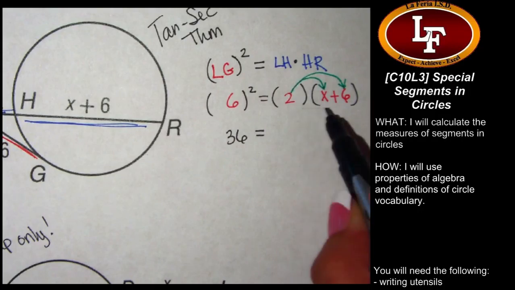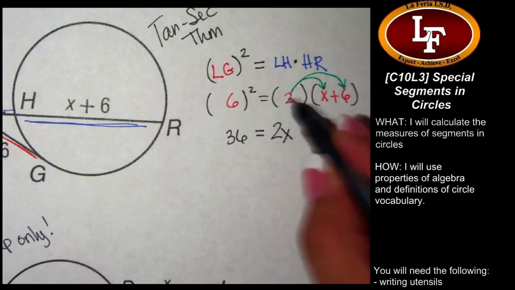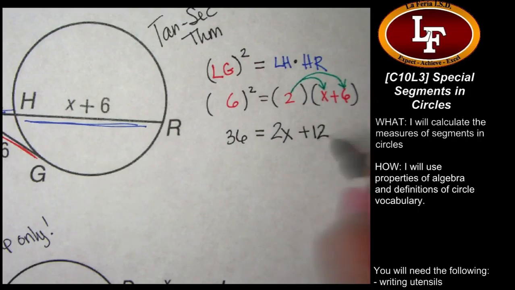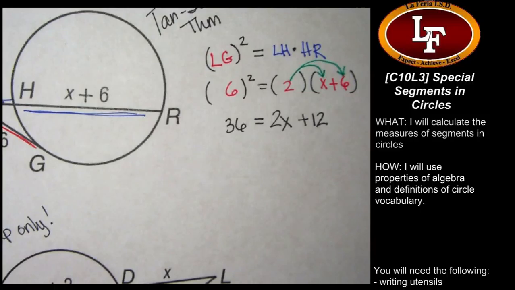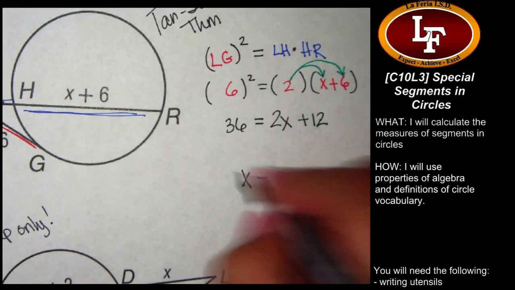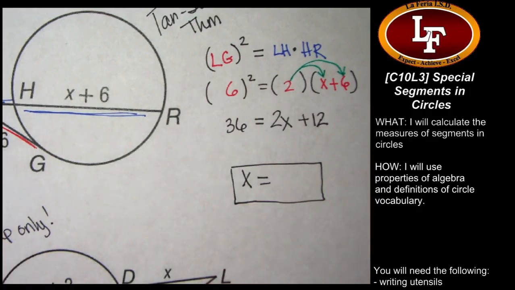So 2 times x is written as 2x, and 2 times 6 is 12. Can you solve it from here? Yes. All right. So then you will continue solving and find an answer for x. Yes, decimals are allowed. Please remember that you must round to the nearest tenth. That's 1 decimal place if you need to. Thank you very much.